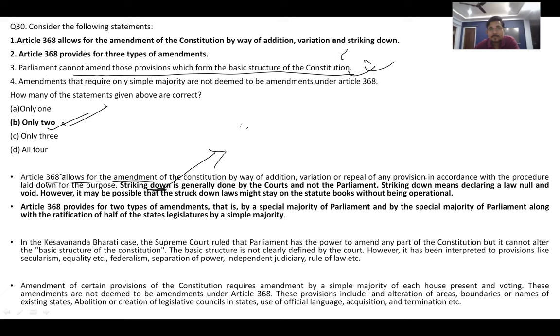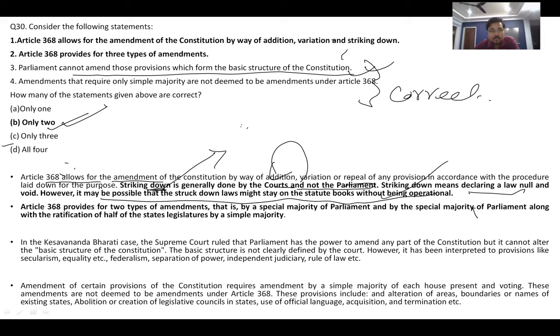So these two are correct and the above two are not correct. Striking down cannot be done by Parliament. It is generally done by courts. Striking down means declaring a law null and void. However, it may be possible that the struck down laws might stay on the statute books without being operational.